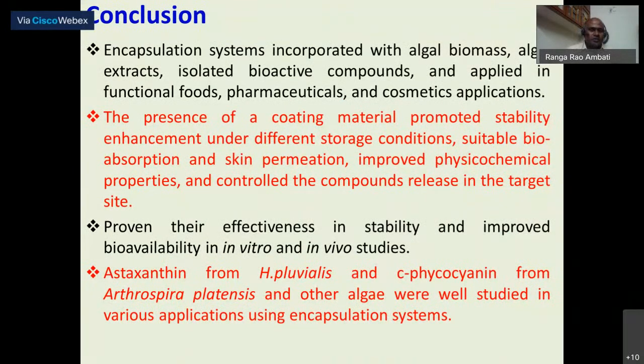So the conclusion: in this encapsulation process, we incorporated either algal biomass, algal metabolites, or isolated compounds. When applied to food, pharmaceutical, cosmetic and nutraceutical applications, the presence of coating material promoted stable enhancement under different storage conditions, suitable bioabsorption, skin permeation, and improved physiological properties, controlling the compounds' release at the target site, and proven effectiveness, stability, and improved bioavailability in various studies. And then astaxanthin from Haematococcus, phycocyanin from spirulina, and other algae were well studied in various applications using this encapsulation system.